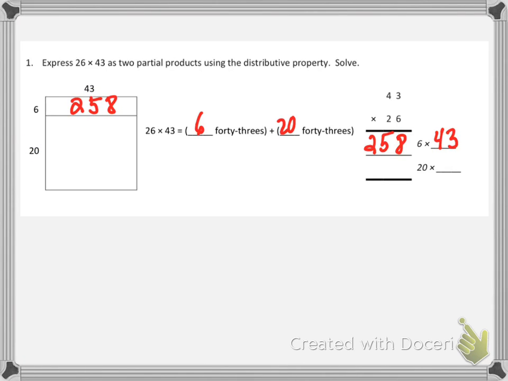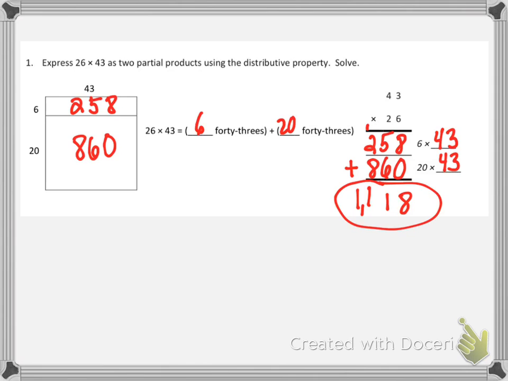Now, on the next one, we are going to get 20 times 43. And we multiply that, we get 860. And we get over here 860. And when we have our partial products, we always need to add them up. Get 8 in the 1s, 11 in the 10s, 3, and 1,118 is our answer.